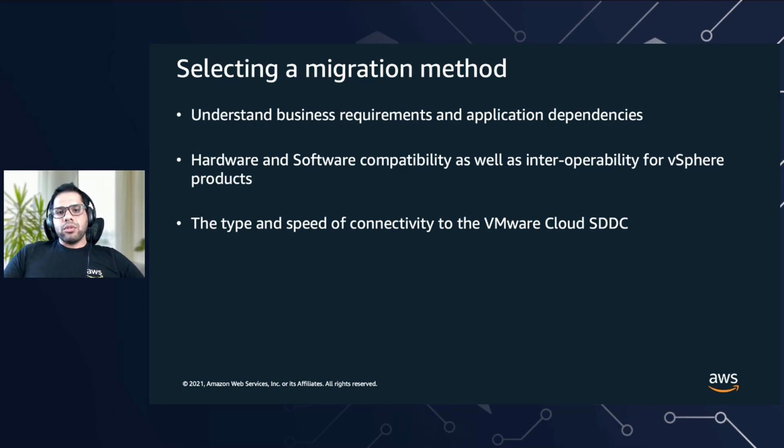Finally, you should also evaluate what kind of connectivity you have between your on-premises data center and the cloud. Will you be using the internet? Will you be provisioning Direct Connect for your connectivity to the SDDC? These are all factors that you need to take into account when making your decision on the migration method.